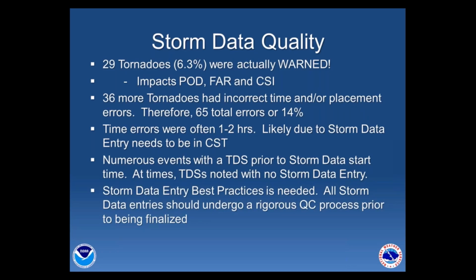So you add up that 36 and 29, we had 65 total errors in storm data, or 14% of our reports had errors in them. That's kind of astounding to us, that we had that many errors. And there's a lot of ways that we can fix these errors. A lot of the time errors were often 1 to 2 hours.